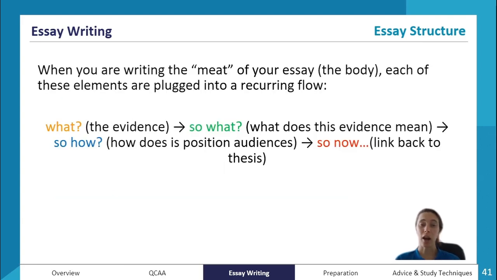So we can call these body paragraphs the meat of the essay. They're the big part in the center. And when you're writing these, each of the elements are plugged into this recurring flow. The what, which is the evidence. The so what? What does it mean? Why should we care? That is what the evidence means. So how does the audience get positioned by that point that you're making, that evidence that you're providing? And so now is that link back to the thesis, which you should constantly be doing to make sure you stay on track and make it really clear the relevance of what you're saying.